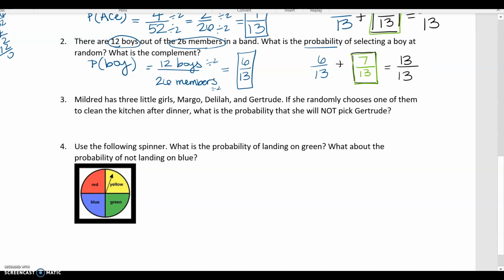Okay, so let's keep working through our notes. Number 3 says Mildred has 3 little girls, Margot, Delilah, and Gertrude. If she randomly chooses one of them to clean the kitchen after dinner, what is the probability that she will not pick Gertrude? Okay, so we're looking for the probability of not Gertrude.